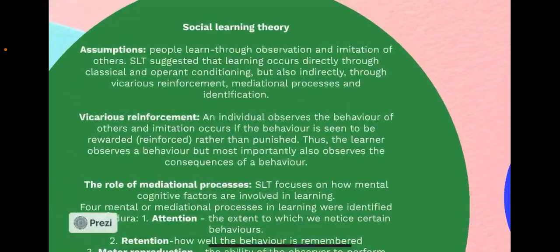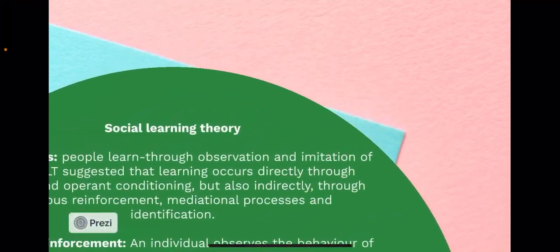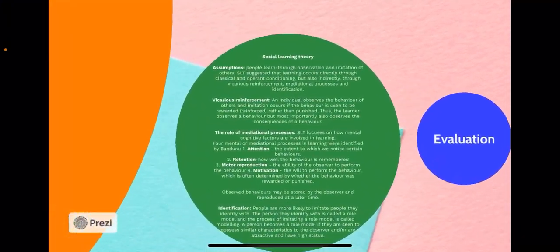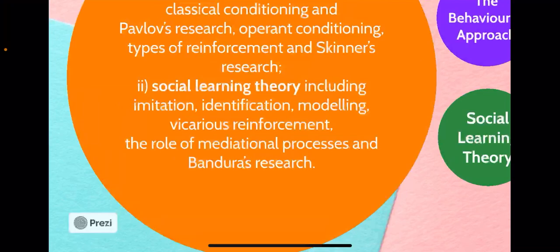So, the assumptions: people learn through observation and imitation of others. Social learning theory suggested that learning occurs directly through classical and operant conditioning, but also indirectly through vicarious reinforcement, mediational processes, and identification. So we're going to go through each of the key terms that is listed in the advanced information. So if you have a look there: imitation, identification, modelling, vicarious reinforcement, mediational processes, and we'll have a look at Bandura's research.